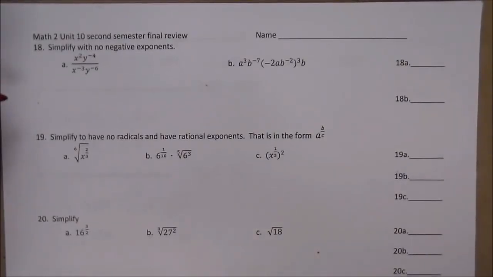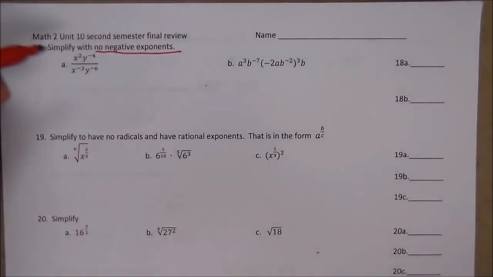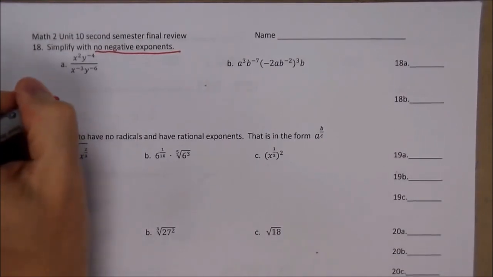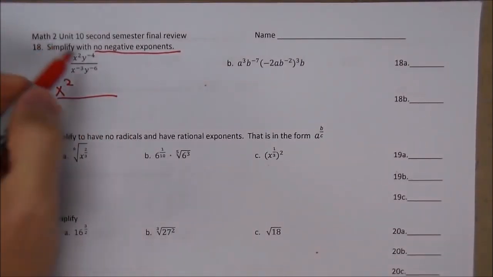This is the Unit 10 second semester final review. We're now looking at number 18. So we first have to simplify with no negative exponents. So I'll just first look at this, and if it's a negative, I'm going to move it across the fraction. So the x squared is going to stay there.